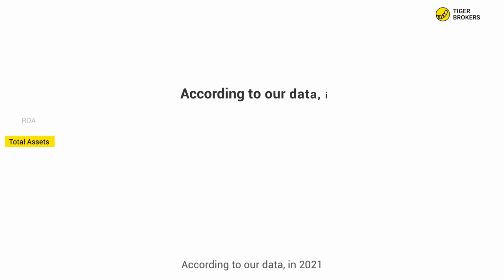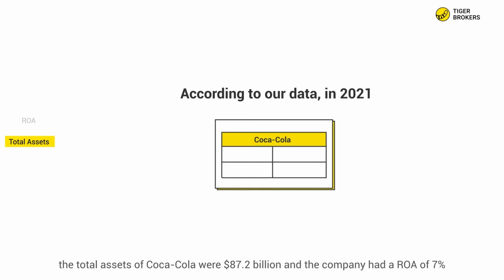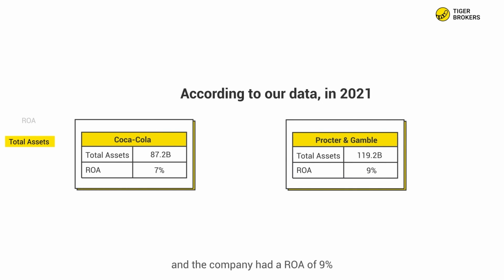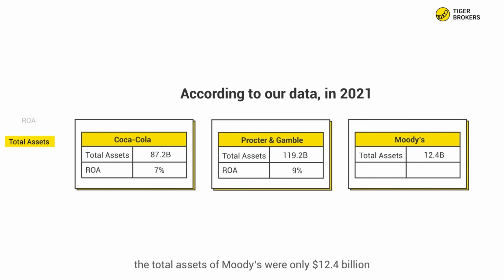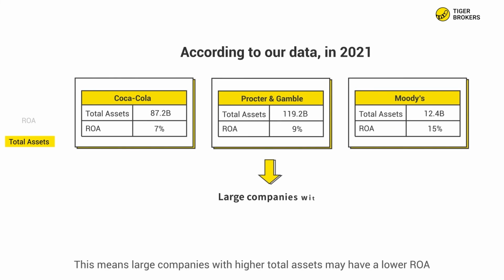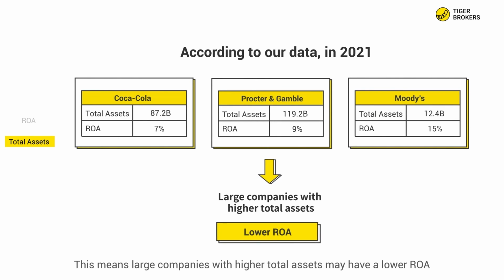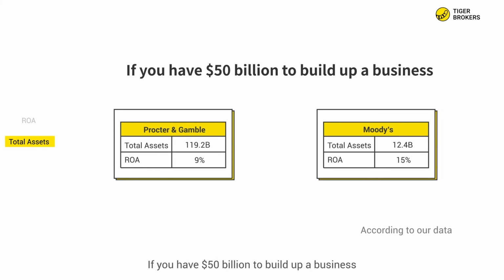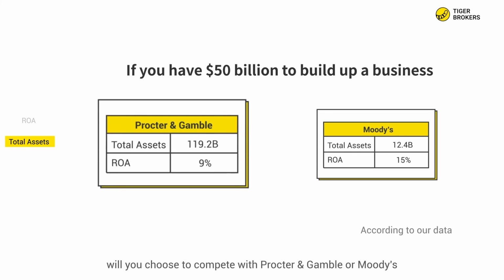For example, according to our data, in 2021, the total assets of Coca-Cola were $87.2 billion, and the company had a ROA of 7%. The total assets of Procter & Gamble were $119.2 billion, and the company had a ROA of 9%. The total assets of Moody's were only $12.4 billion, yet the company had a ROA of 15%. This means large companies with higher total assets may have a lower ROA, while growing companies with smaller assets may have a higher ROA.